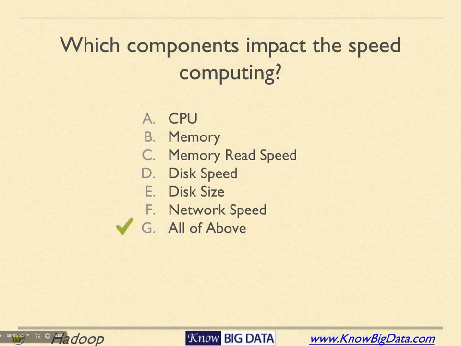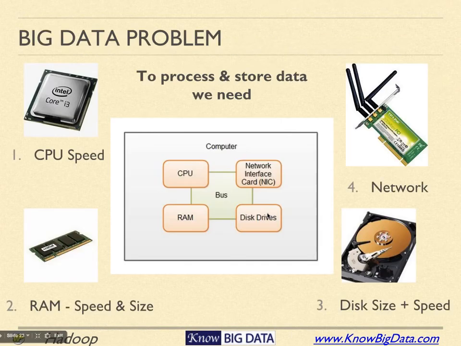Correct. Great. So now everybody has understood it's all of them. Whenever we talk about computing, we do not talk only about CPU or RAM or RAM speed. The overall computing speed is a function of all of these components. Again, let me reinforce whatever we have just talked about. To process the data in a computer, we require a CPU, a RAM, a network, and a disk.